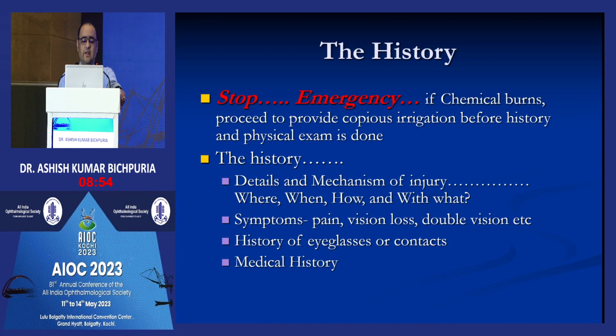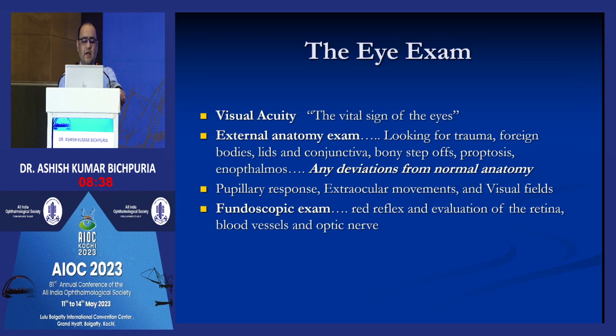So comes the history. But if there is a chemical burn, proceed to provide copious irrigation before history and physical examination. Then history: detail the mechanism of injury, where, when, how and what; symptoms, pain, vision loss, double vision; history of eyeglasses; medical history. Then comes the eye examination. Visual acuity is the vital sign of the eye.